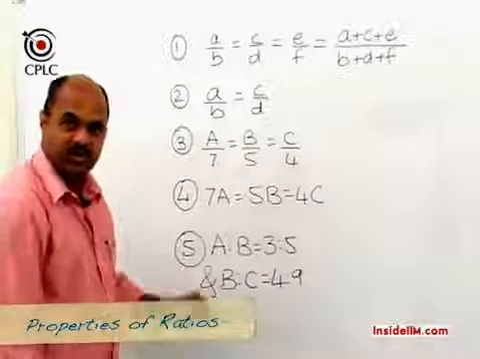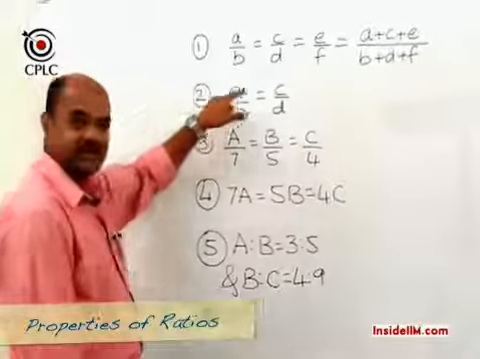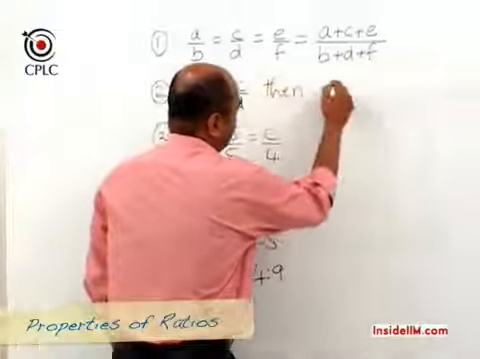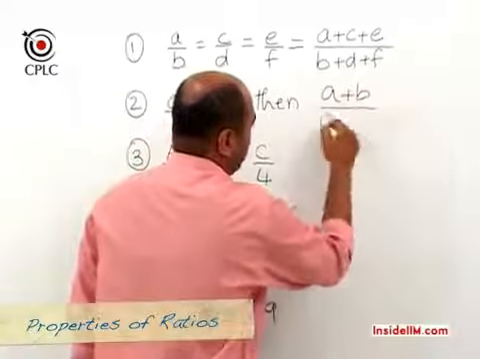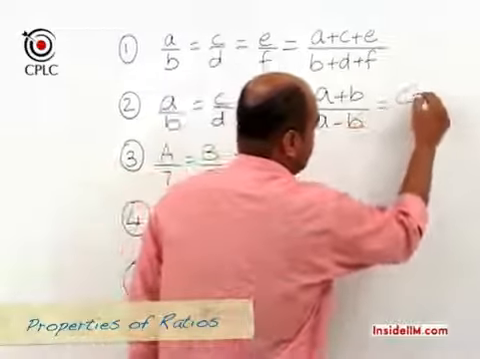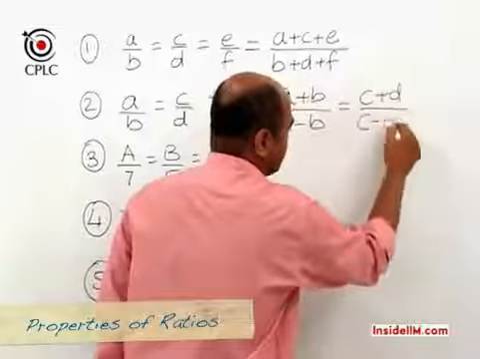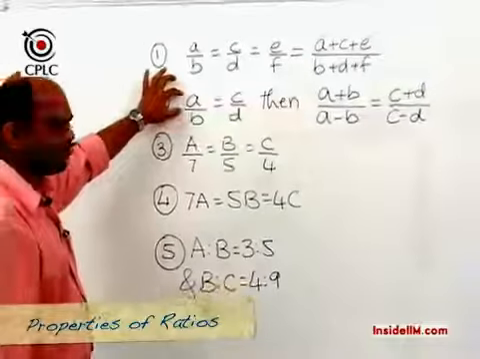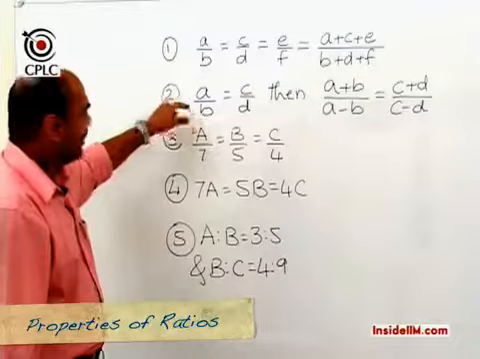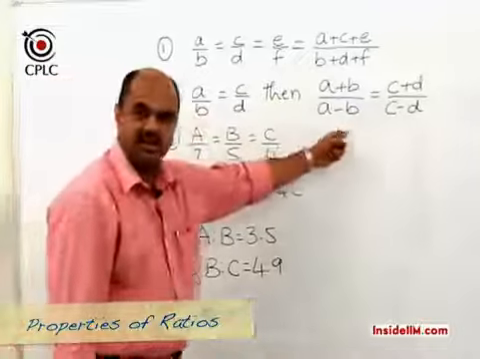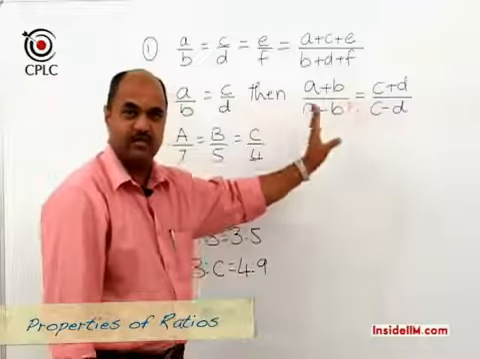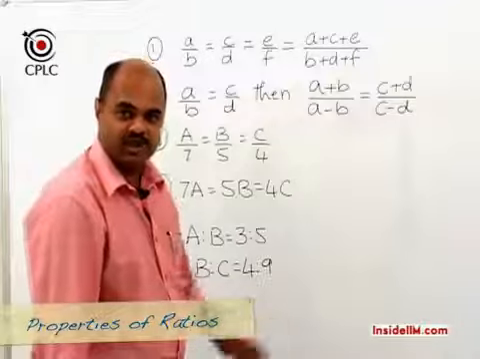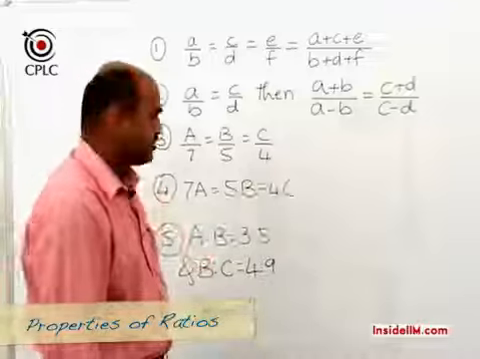Let's look at the second one. If it's given that A upon B is equal to C upon D, then we have (A plus B) upon (A minus B) is equal to (C plus D) upon (C minus D). If you notice, what we've done is we've just taken the sum of the numerator and the denominator divided by the difference of the numerator and the denominator on each side, and they would be equal. This property is commonly known as componendo dividendo and is extremely useful in problems.